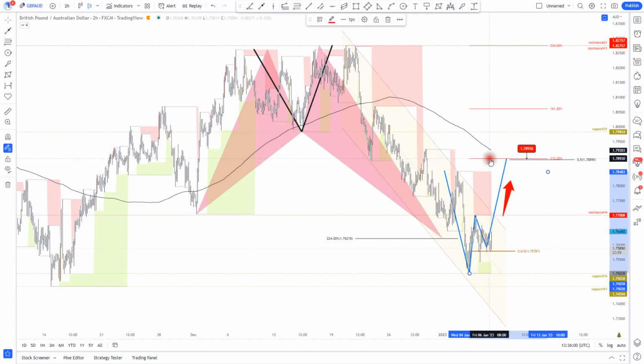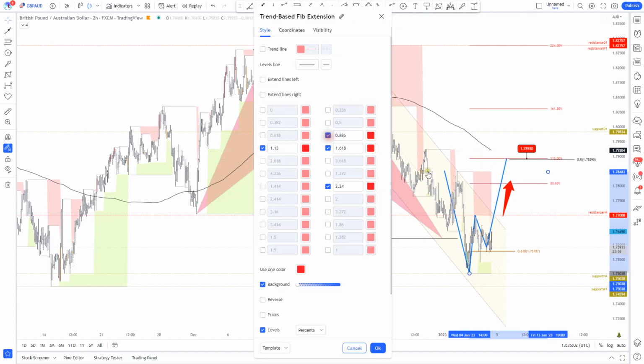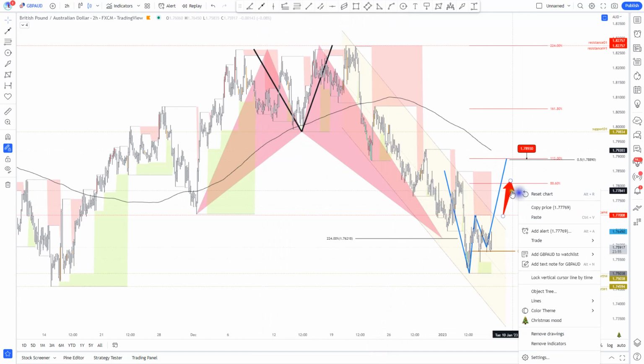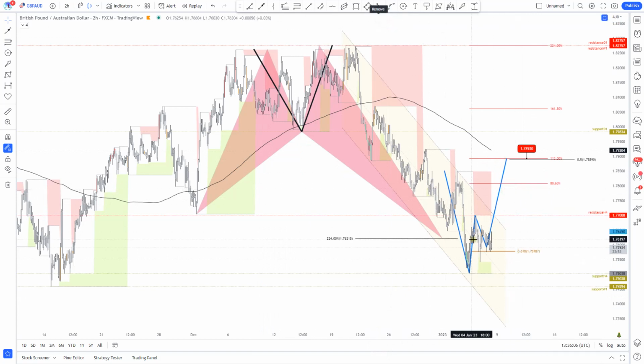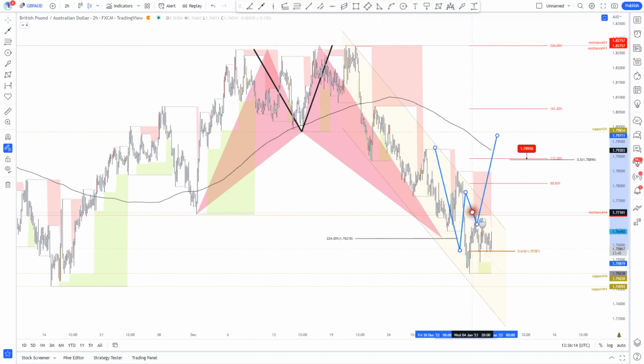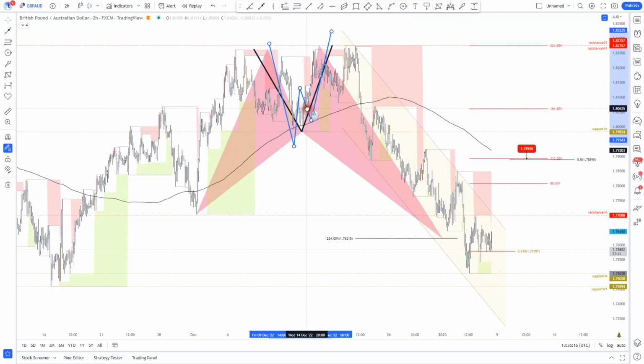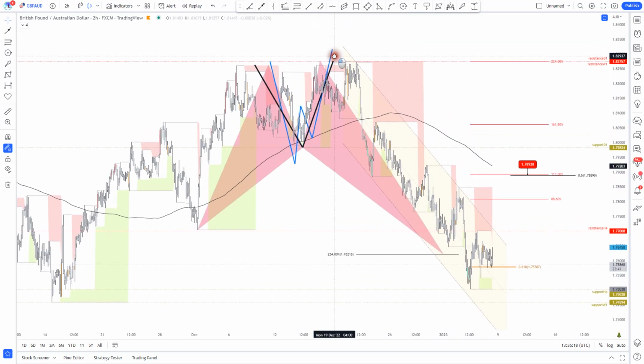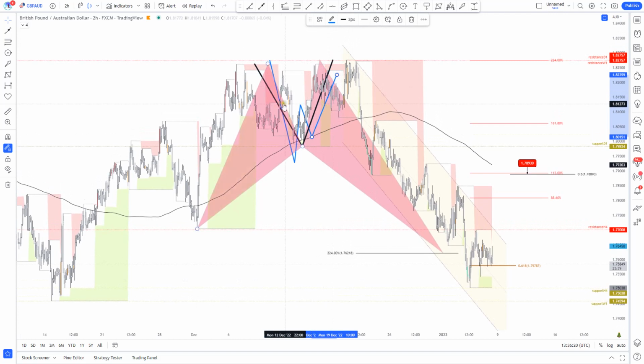The reason why I'm not searching for the 88.6% Fibonacci retracement, it's because we are not trading at the highs. If we were trading above, okay, I can search for a bearish bat pattern printed at the highs. I don't want to search for the bat pattern.